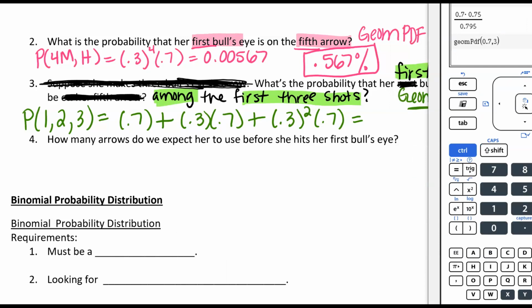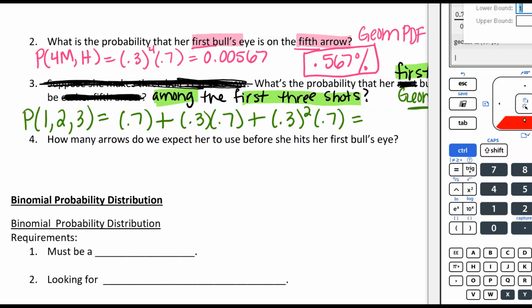So this is still menu, stats, distributions, but instead of geometric PDF, you're doing CDF, okay? So menu, stats. You can either scroll down to stats or you can just click on the 6 because 6 is stats. And then distributions is 5, so you can just click on 5. And then you want geometric CDF, so scroll down to CDF, which is I. Geometric CDF is I. It's going to ask you still for probability of success, so that's still 0.7.